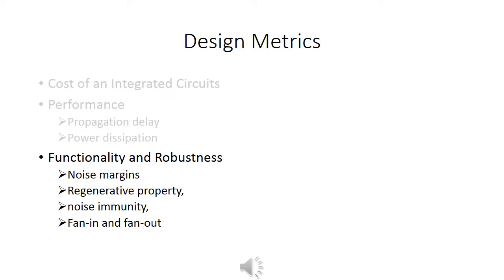In the second phase, we have studied performance of any digital circuits. In performance, there are two major attributes: the propagation delay and the power dissipation. Propagation delay actually gives you the measure of the speed of the device, and the power dissipation suggests to you the power consumption and supply voltage requirement and cooling requirements, if any.